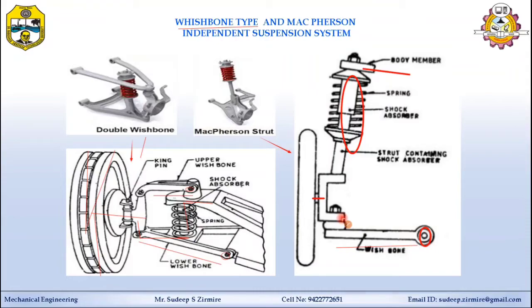when the wheel moves up and down. The vertical motion of the tire is only in the upward and downward direction. It does not tilt like this, does not tilt in this direction. So this is completely avoided. It's only moving up and down. So for that purpose it is used commonly.